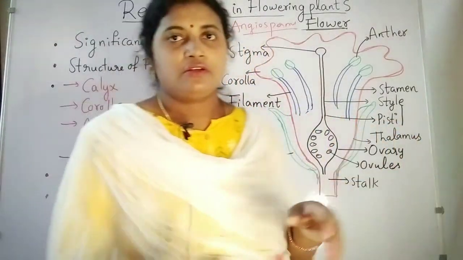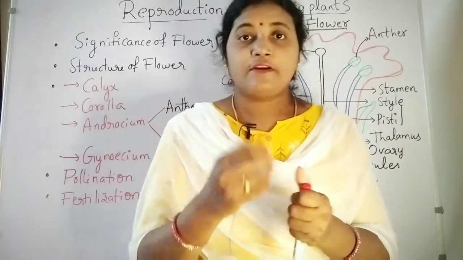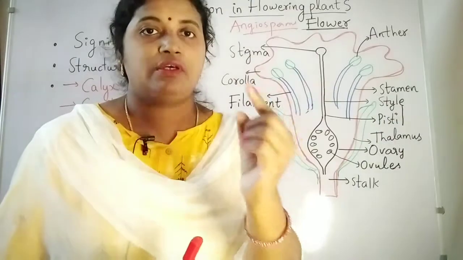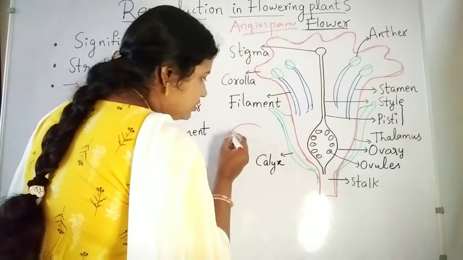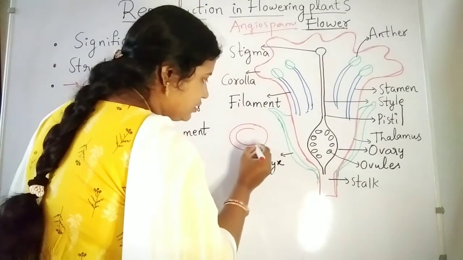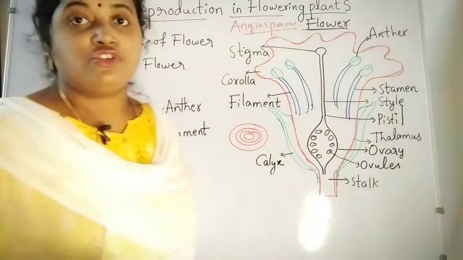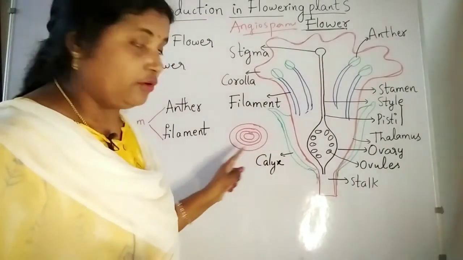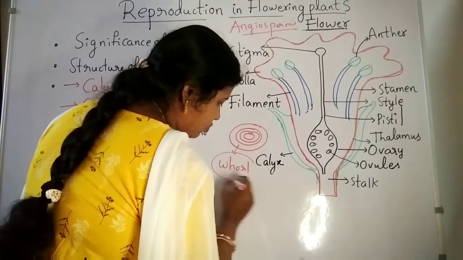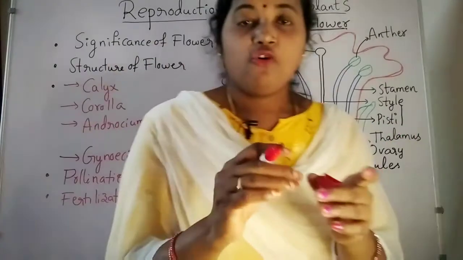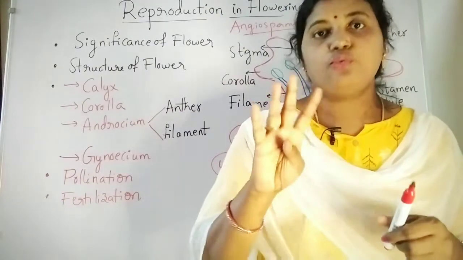In the structure, normally we have seen many flowers. So how will the flower be? The flower is arranged in whorls. Observe it carefully. The flower is arranged in whorls: outer whorls, middle whorls and inner whorls. These are called whorls. Whorl is a very important word here. So how many whorls are there? There are mainly 4 whorls present.